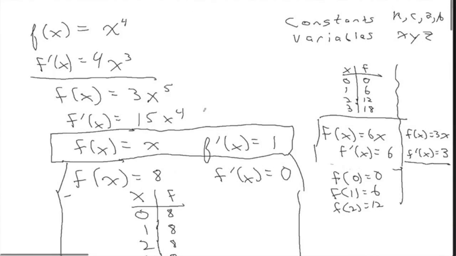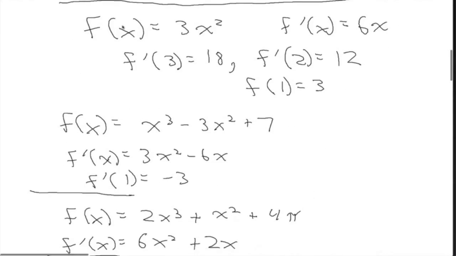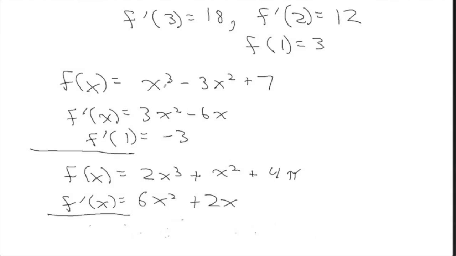For example, your textbook tells you how to find this type of derivative, right? The derivative of x to the fourth equals 4x cubed. Take the exponent down and subtract by 1. But then how did we find, say, this type of derivative?